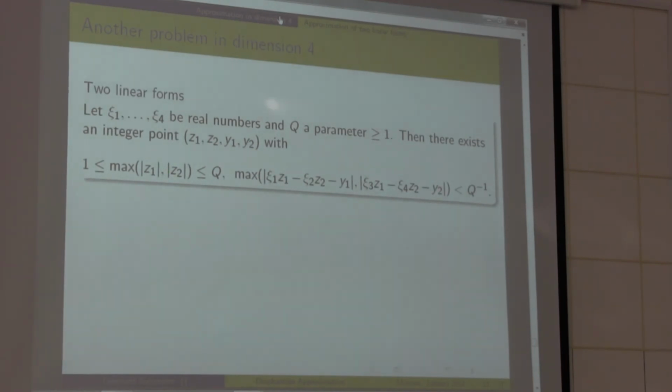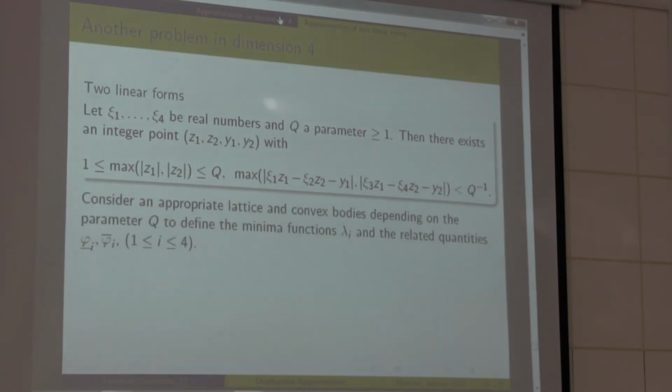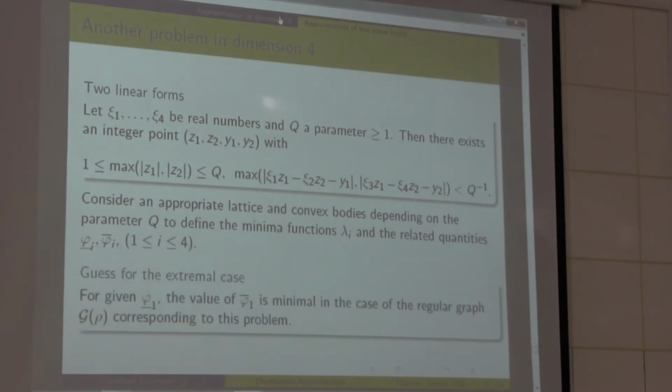Now we don't have 3 inequalities for simultaneous approximation, but we have rather 2 linear forms that are approximated, with z1 and z2 undefined. So the procedure is the same. We again consider an appropriate lattice and appropriate convex bodies, depending on our parameter q, to define minimum functions, and also the related approximation constants, phi sub i, underlined and overlined. So same procedure as in the other problem.